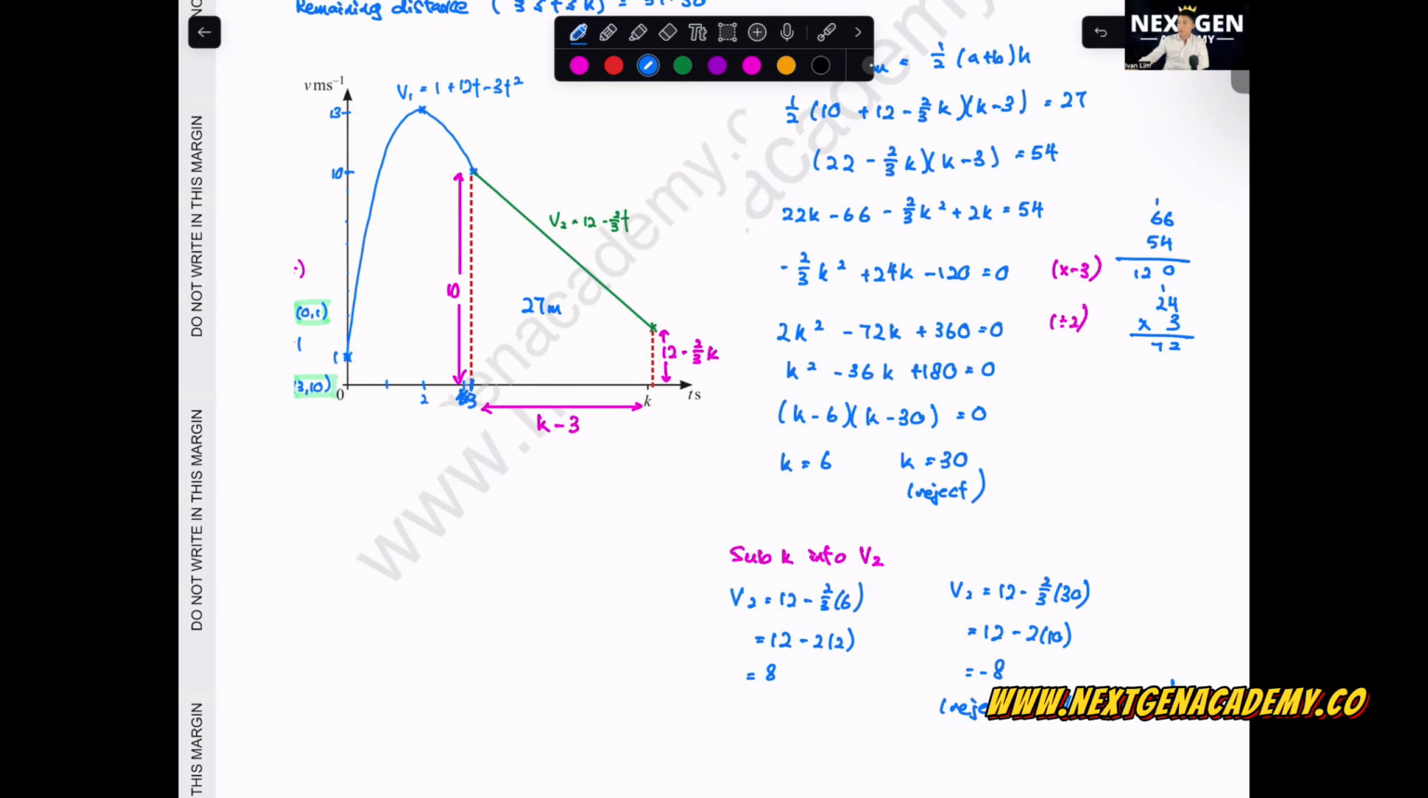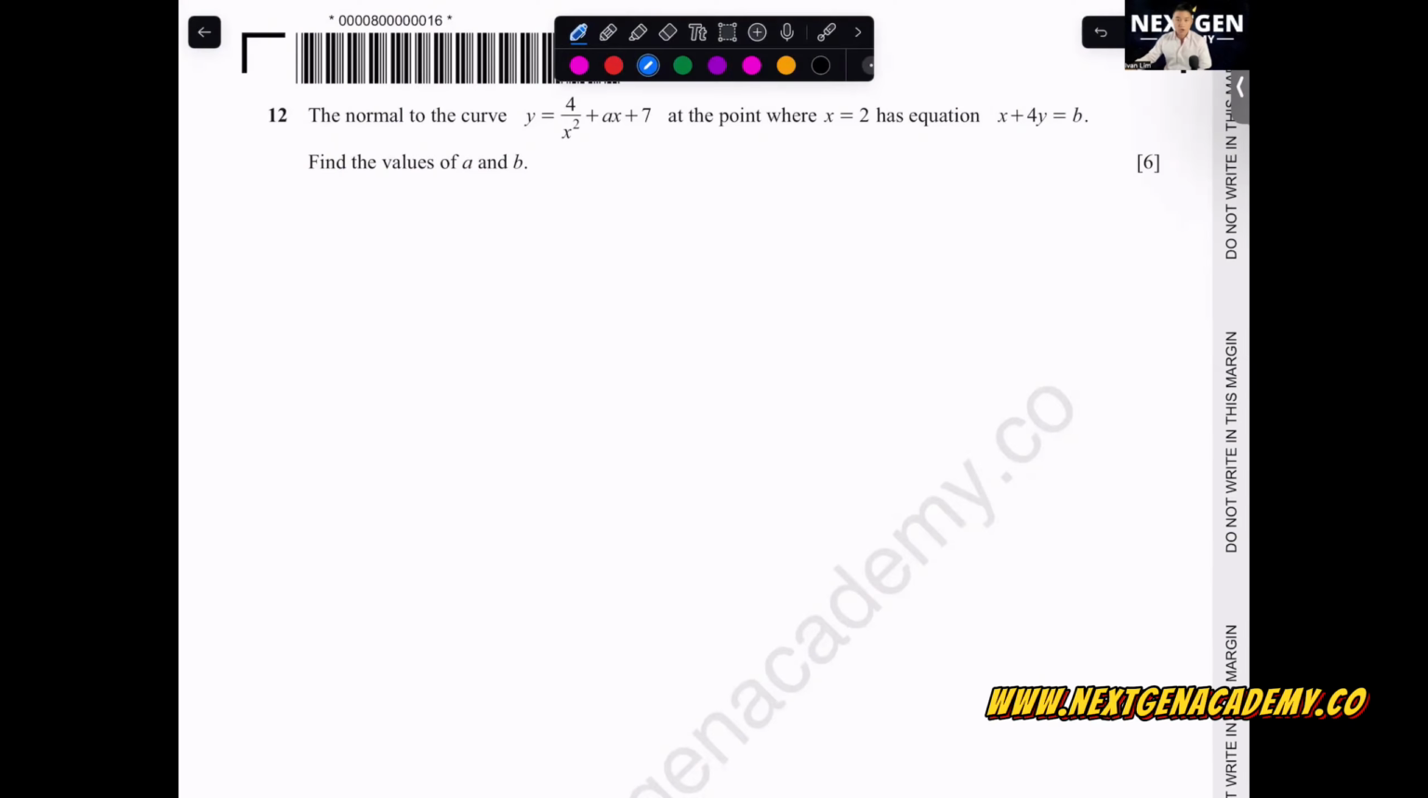Okay, let's go to the last question. Last one I think much easier. Okay, the final question, number 12. The normal to the curve y equals 4 over x squared plus ax plus 7 at the point where x equals 2 has equation x plus 4y equals b. Find the value of a and b.